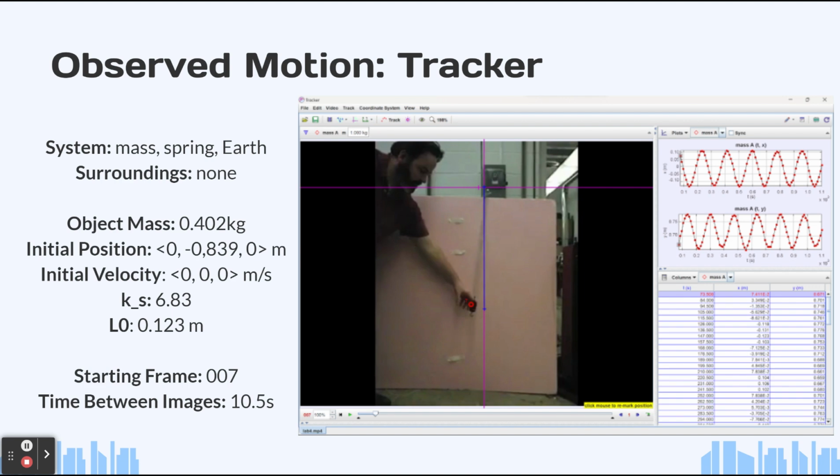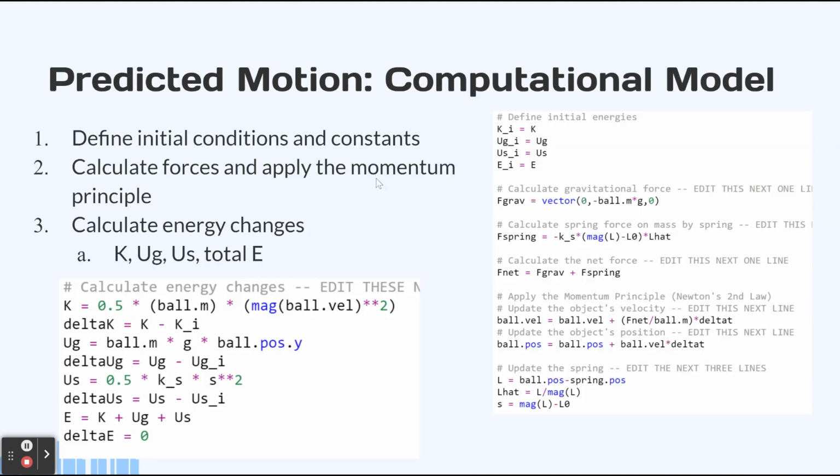The object mass was 0.402 kilograms. The initial position of the mass in my coordinate system was 0, -0.8390 meters, and the initial velocity was zero. The spring coefficient was 6.83, and the relaxed length of the spring was 0.123 meters. And then I set my starting frame to be the seventh frame, and the time between each image was 10.5 seconds.